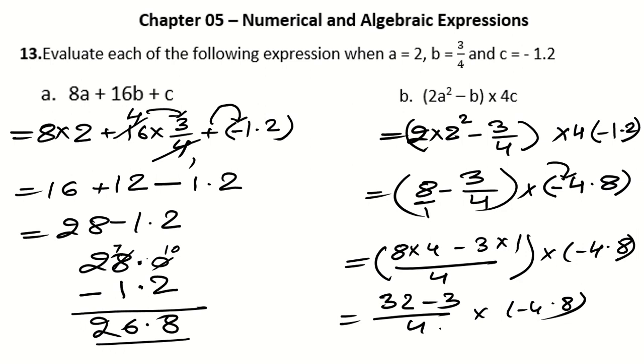You can see 4 will divide. I think it will not divide, or it will divide. Yeah, it will divide. So it will be negative 1.2, and 32 minus 3 means 29 multiplied by negative 1.2. Just calculate this and you will get the answer.